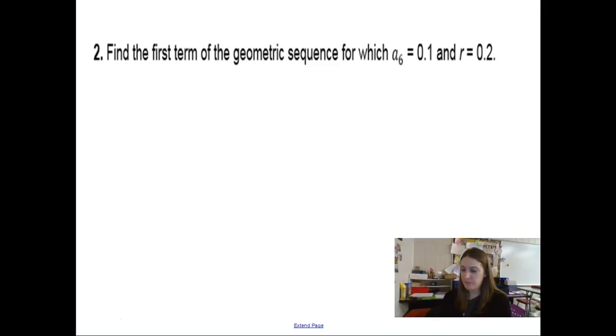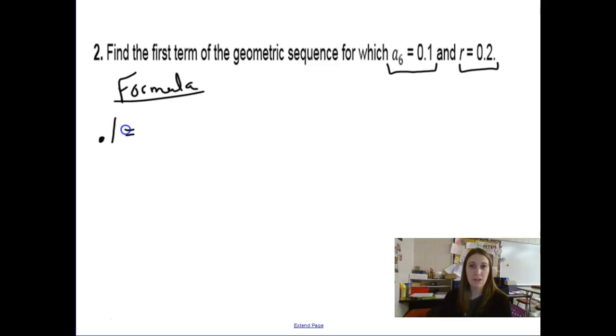All right. Moving along. Find the first term, and then they give me some random clues. All right, so there's a couple of ways we can do this question. If you're going to use the formula, that is a fine way to do the question. So you're going to use your explicit general formula, but you're going to fill in what you know. So this time, for the nth term, I'm going to say it's the sixth term, which is 0.1, is the first term times our common ratio. And then remember, it's to the n minus 1 power.